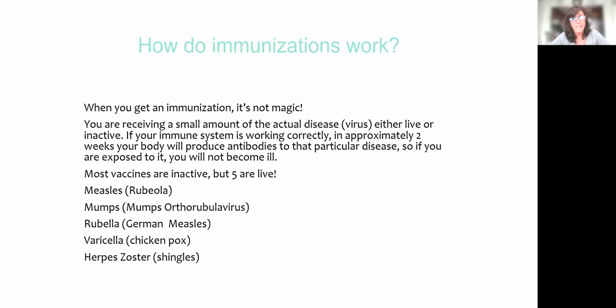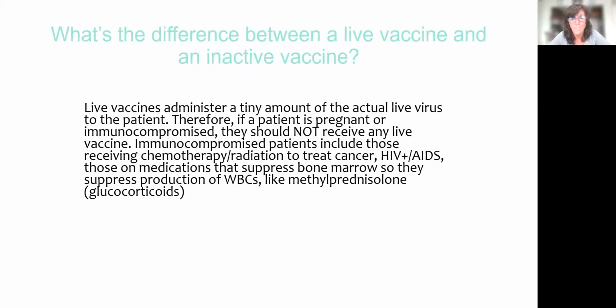So like I said, most of these vaccines are inactive, but there are 5 that are live that you've got to know about. And the 5 that are live: measles, also known as rubeola; mumps, also known as orthorubulavirus. That's a mouthful. Rubella. Don't confuse rubella with measles. Rubella is German measles, different disease. Varicella, chickenpox, and then herpes zoster, also known as the shingles, okay?